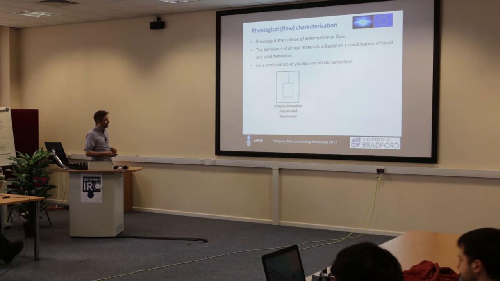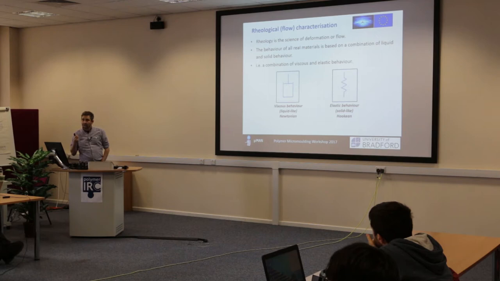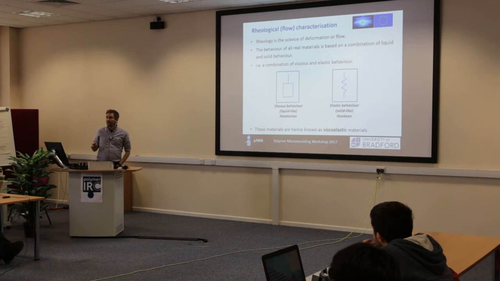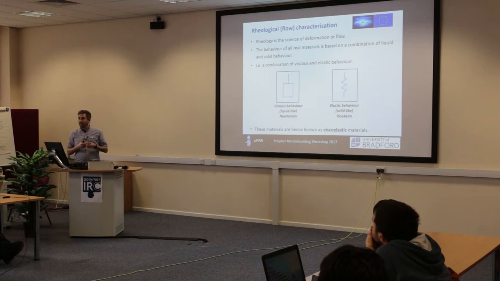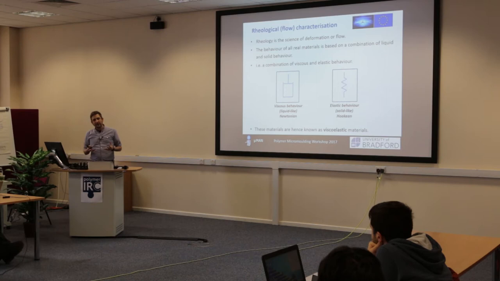If you were to model a true liquid or a true fluid, you would model it as a dashpot. If you were to model a true Hookean elastic solid, you'd model it as a spring. That's great. However, our materials are combinations of that and that, okay? Hence, they're known as viscoelastic materials, and the viscoelasticity is a property of what we do to the material in terms of temperature, in terms of strain, in terms of frequency, in terms of lots of other things. So that makes it pretty complex.